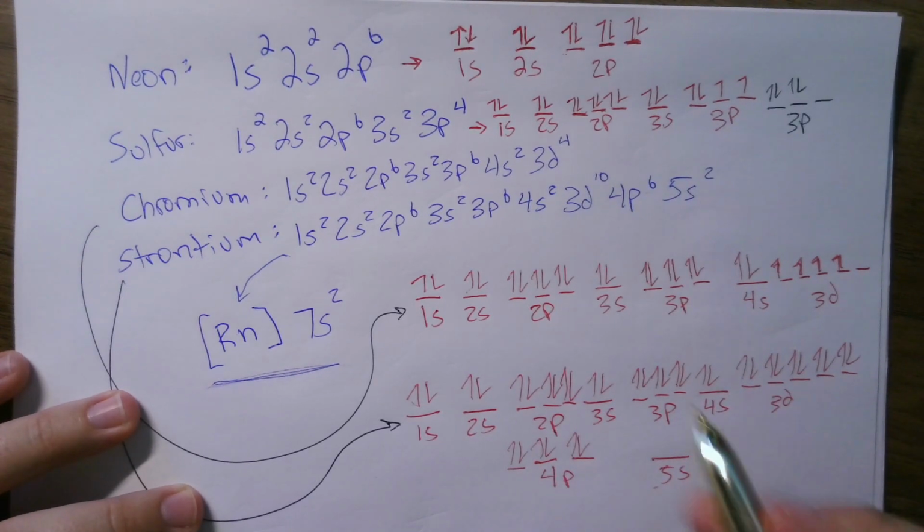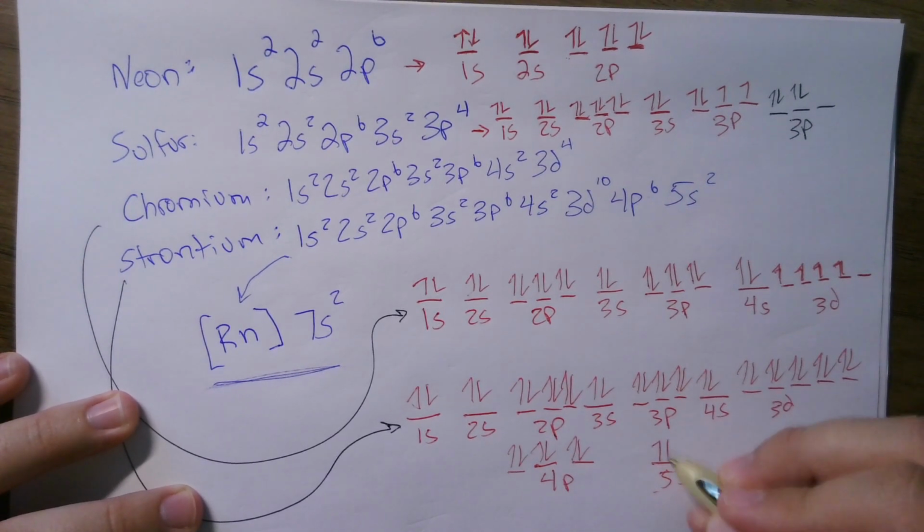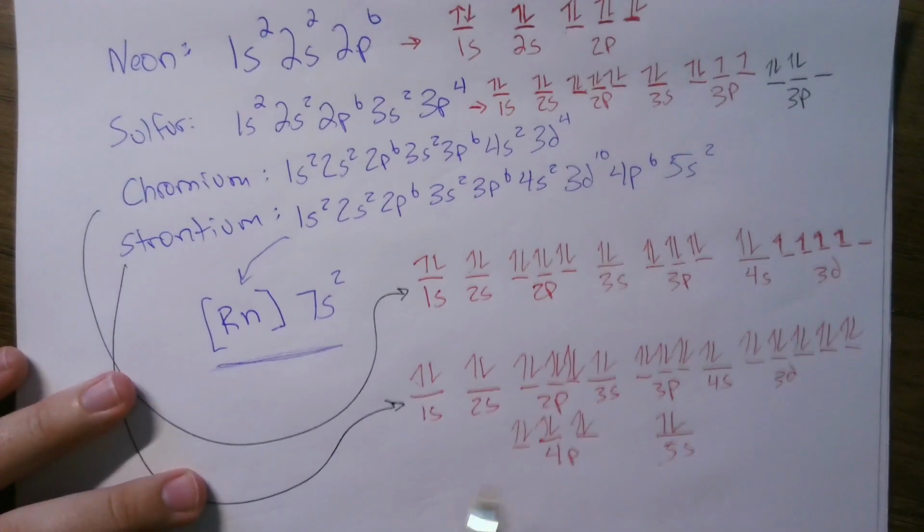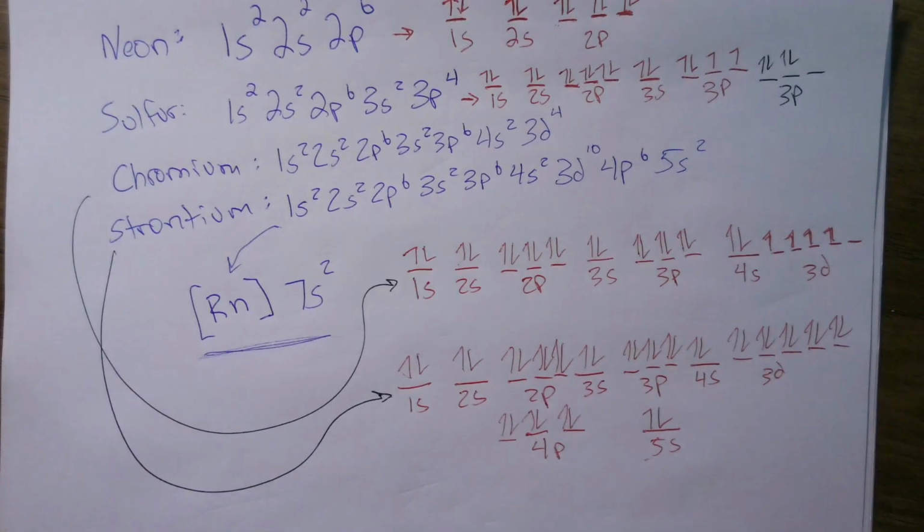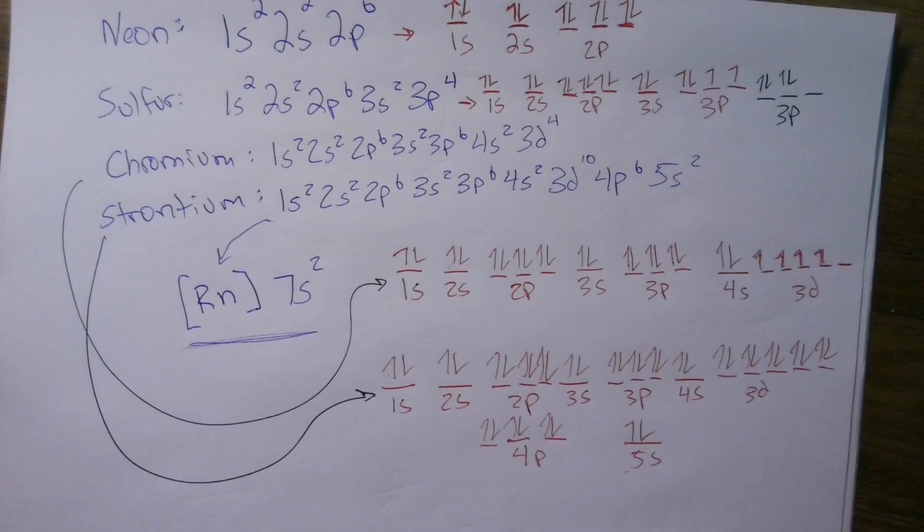5s. It's 5s2. Put 1, put 2. They ended up all being full. So this full thing would be my orbital diagram for strontium.